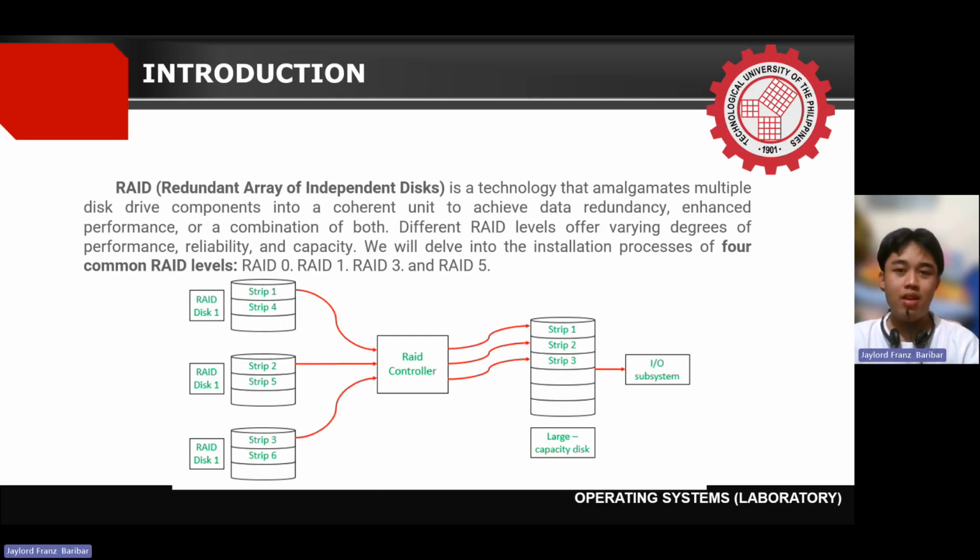All right, let's talk about RAID, which stands for Redundant Array of Independent Disks. It is a cool tech that basically combines a bunch of disk drives into one to make your data safer and your system faster. There are different RAID levels, each with its own perks in terms of speed, reliability, and how much storage you get. Today, we are gonna dive into setting up four common RAID levels: RAID 0, RAID 1, RAID 3, and RAID 5. So get comfy and let's walk through how to get these RAID setups going.